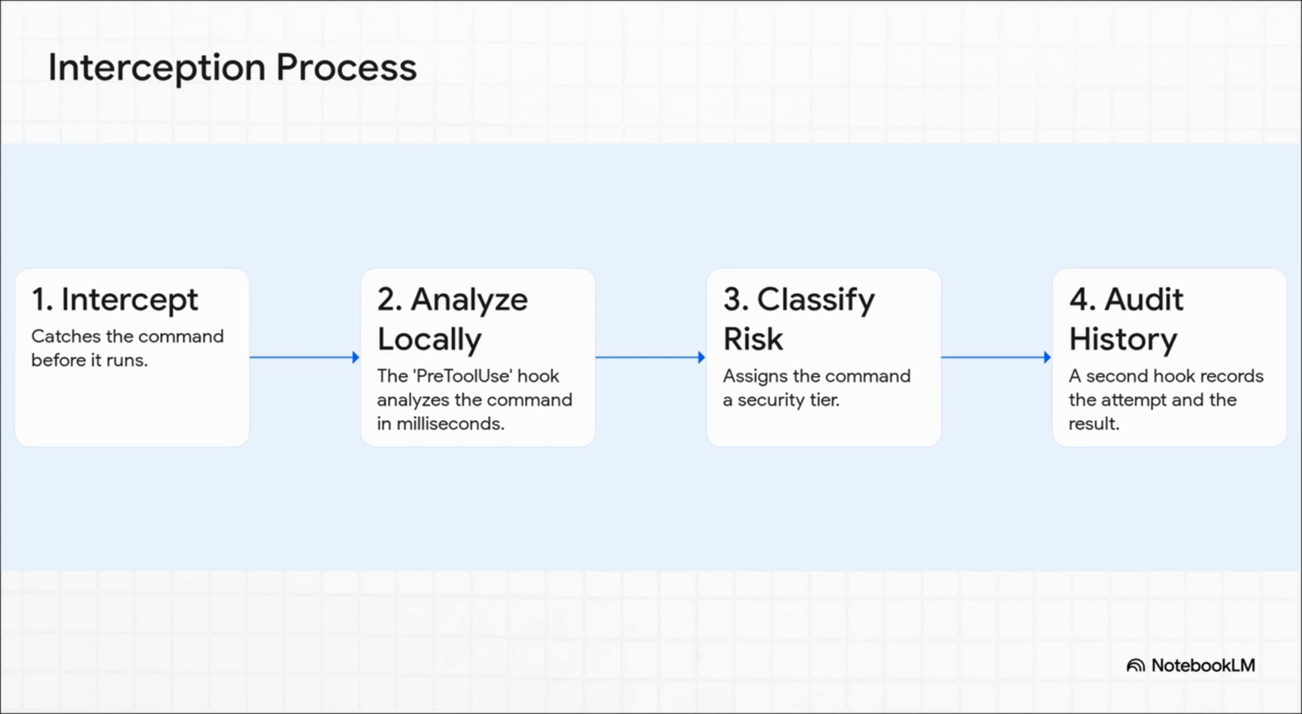So before any command from the AI can run, Gaia intercepts it. It uses this deterministic hook called pre-tool use. Then, a routine running right there on your local machine analyzes that command, we're talking milliseconds here, and assigns it a security tier. And after it runs, or tries to, a second hook jumps in and records the result. This gives you a crystal clear, auditable history of what the agent tried to do and what actually happened.